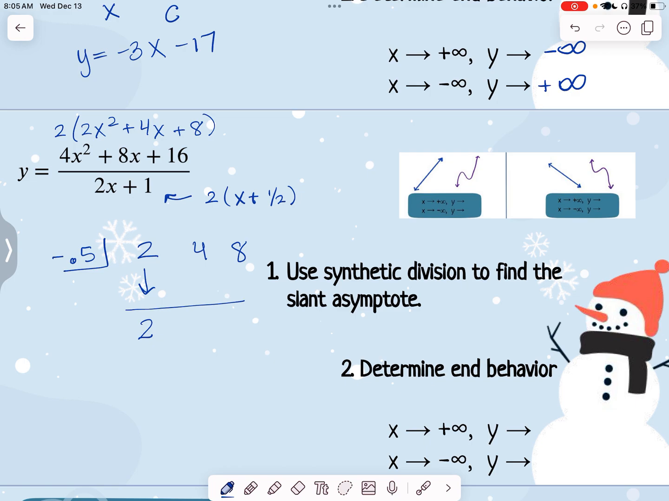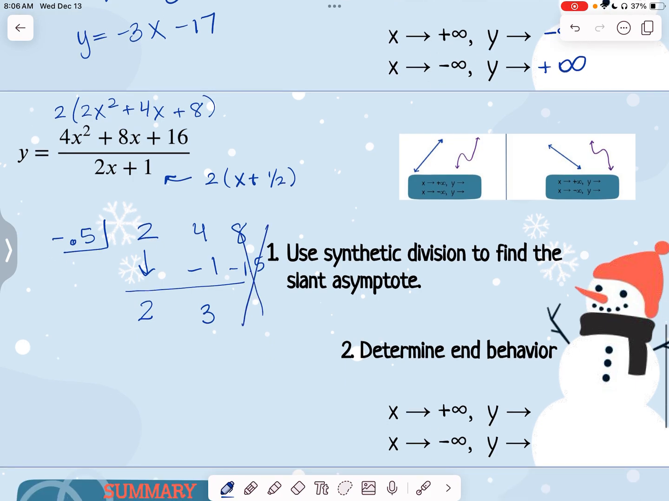2 times negative 1/2 is negative 1. I get 3 when I do this. 3 times negative 1/2 is negative 1.5. I am not using a calculator. I have not had coffee yet this morning, and I was up with a sick kid, so double check my math for me. I do not care about the remainder. What I do get is y equals 2x plus 3.